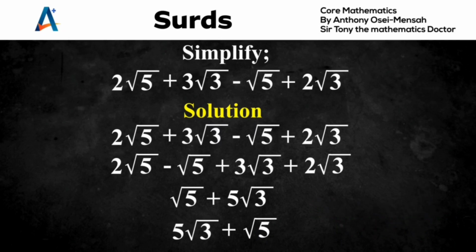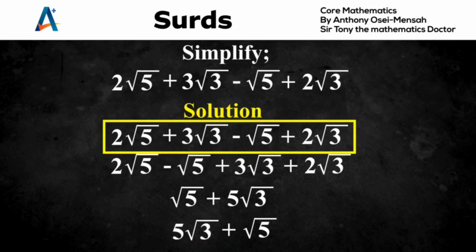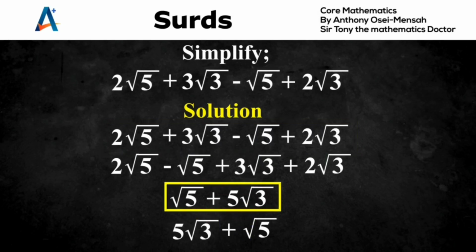It is done for both addition and multiplication. But in this case, I'm dealing with the addition sign. So root 5 plus 5 root 3 is the same as 5 root 3 plus root 5. So the final answer for 2 root 5 plus 3 root 3 minus root 5 plus 2 root 3 will give us root 5 plus 5 root 3, or 5 root 3 plus root 5.